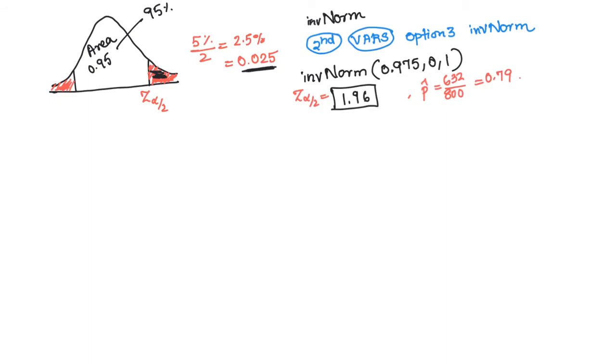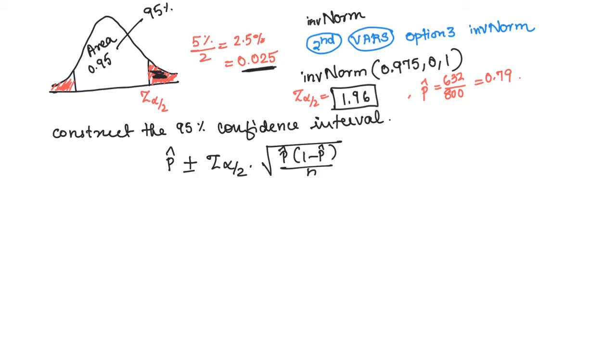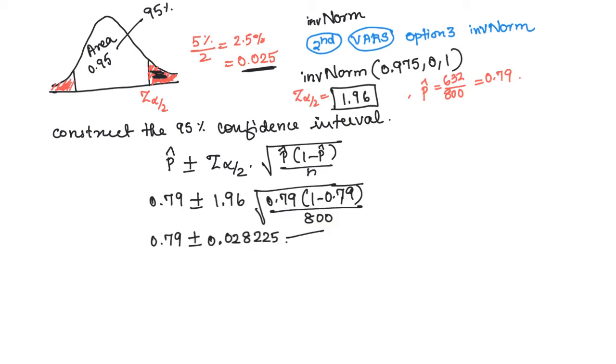Now we can construct the 95% confidence interval. So now substitute the values for p hat, critical value, and n, and find the interval. Now you will get two values. If you add this value, you will get 0.818, and if you subtract, you will get 0.762. I rounded the answer to 3 decimal places. Note that you should round only the final result, not the calculations you have made along the way.